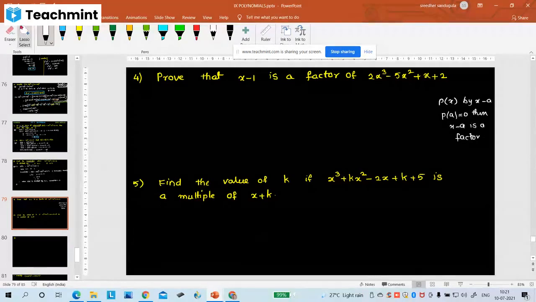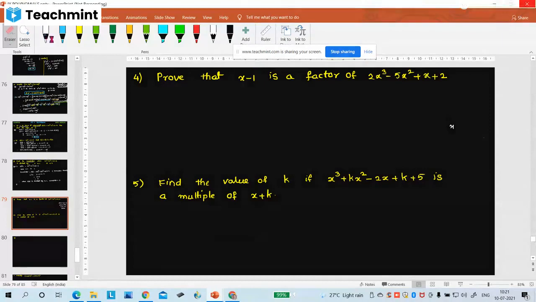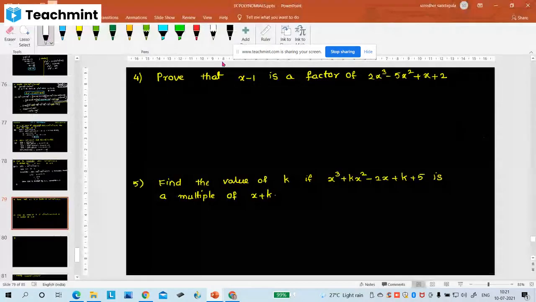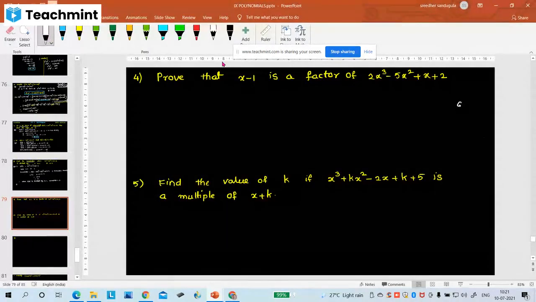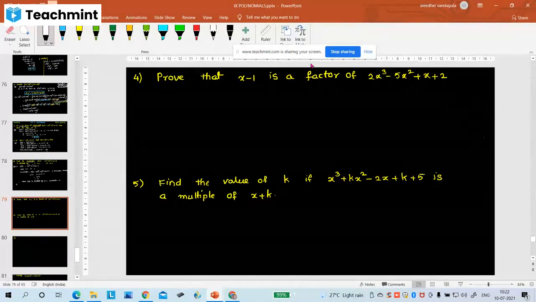Even in the case of whole numbers, in the number system also it is the same. If you divide any number by any other number, let me explain here. For example, you divide 6 by 2. Here you have got the remainder 0. Since the remainder is 0, what do we say? 2 is a factor of 6. So in the case of polynomials also it is the same. If the remainder is 0, then the divisor is called a factor of the polynomial.